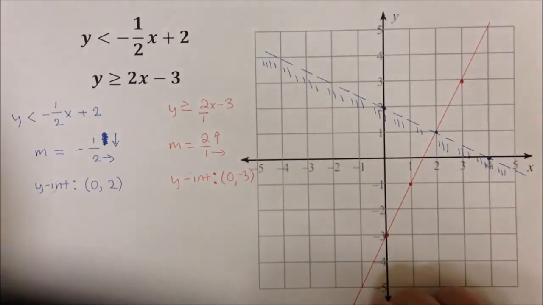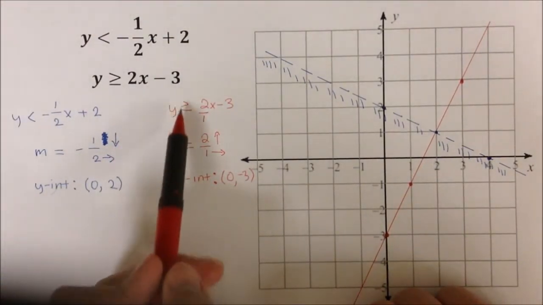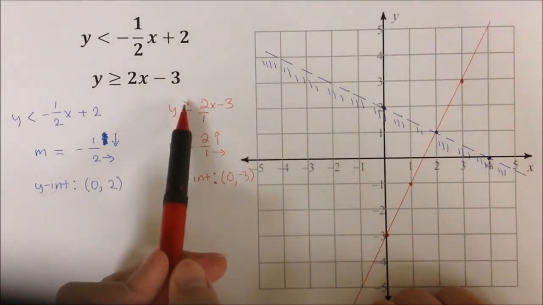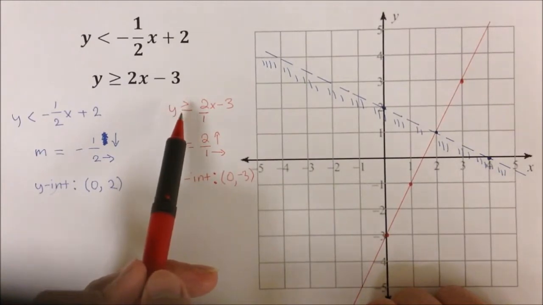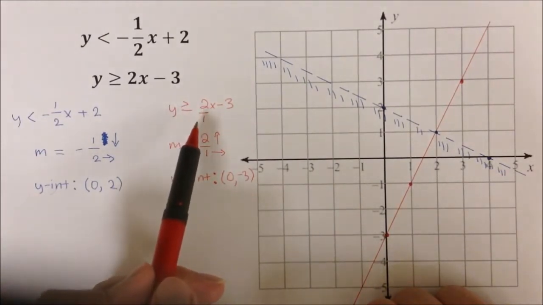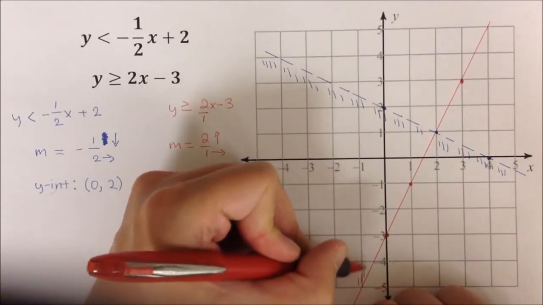Alright, next I'm going to work on the second inequality. If we look at this, it's y greater than or equal to. The inequality sign is facing y. It opens to y. So that means we're going to shade above the line. We're going to shade on top of the line. So above or on top of the line is like this.